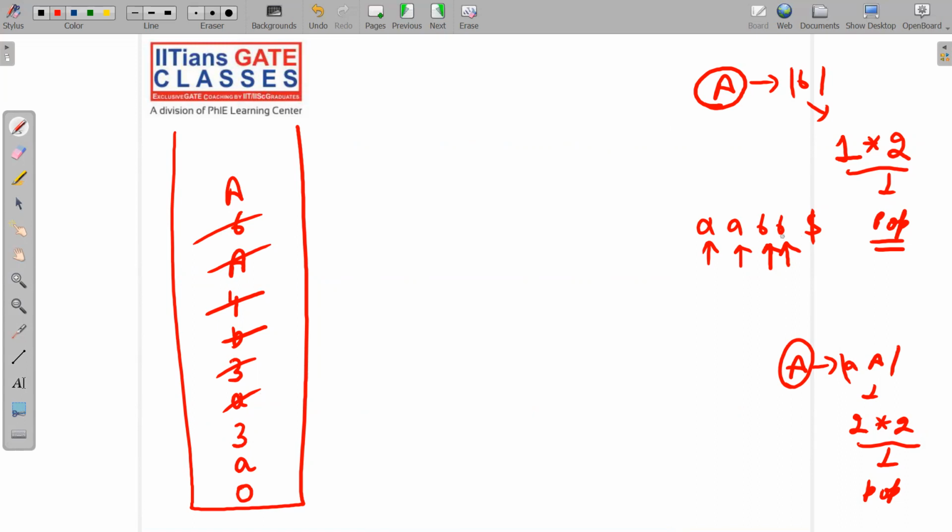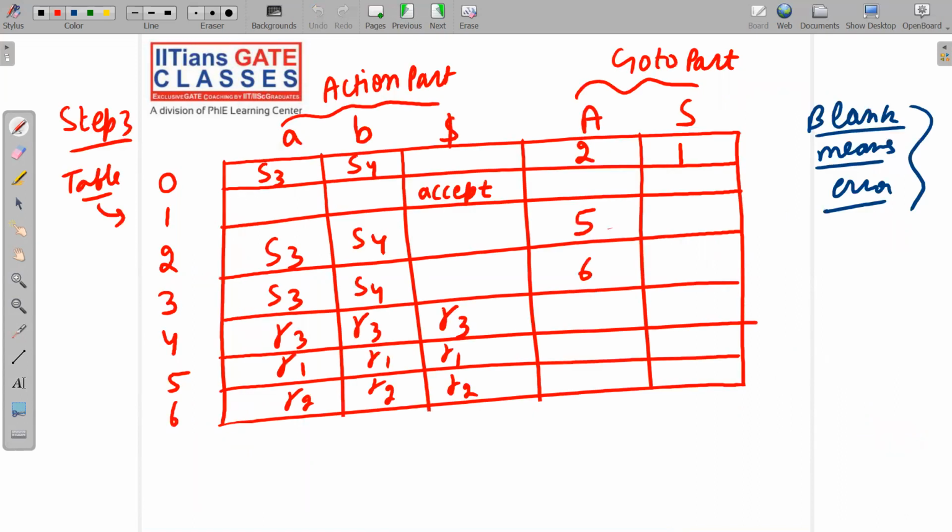See, the look ahead pointer is pointing again to this small b only. I have not shifted the look ahead pointer because until now we have not got any shift move. Now 3 on capital A. See the slide.